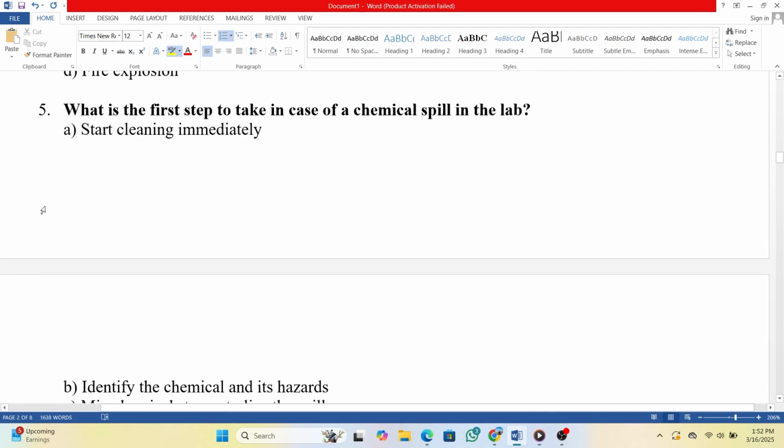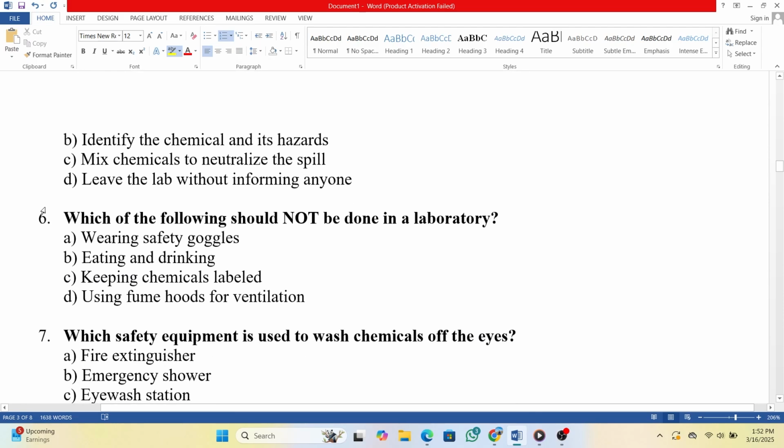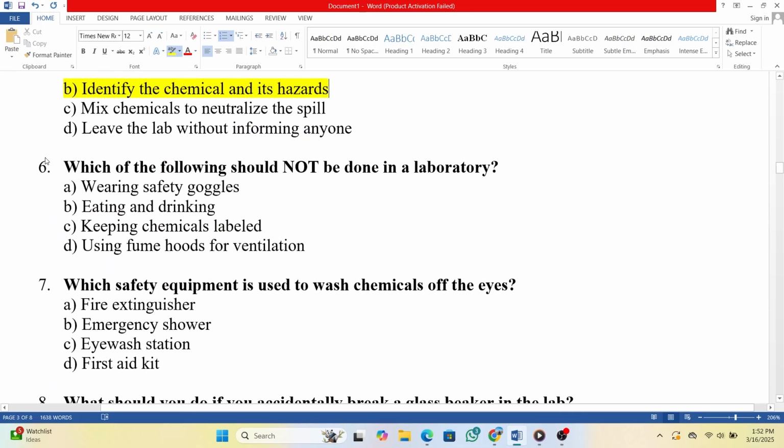5. What is the first step to take in case of a chemical spill in the lab? A. Start cleaning immediately. B. Identify the chemical and its hazards. C. Mix chemicals to neutralize the spill. D. Leave the lab without informing anyone. Answer, B.